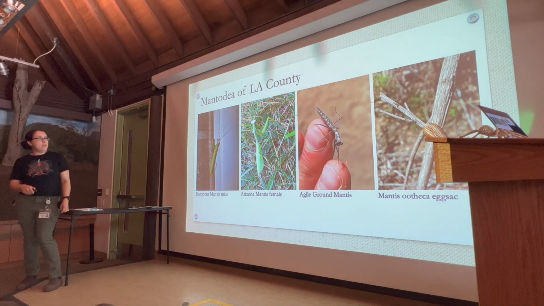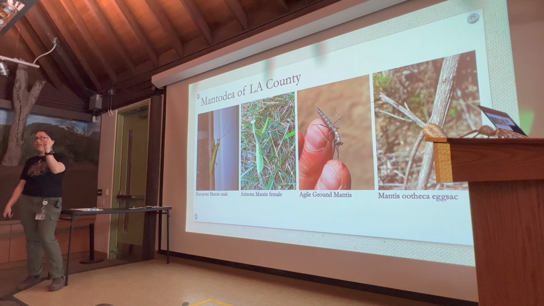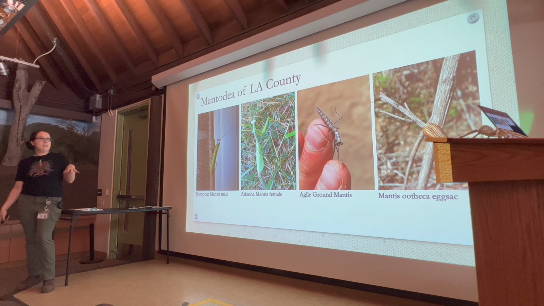This is a common native one that is not seen as much. I don't know if you have them here, but I get them out in the desert where I live. It's called an agile ground mantis. They're only about an inch, and they're fast little guys. Those are the ones I typically see if I leave a light on in the summer at night. They're there to nab the moths and everybody else that's there.